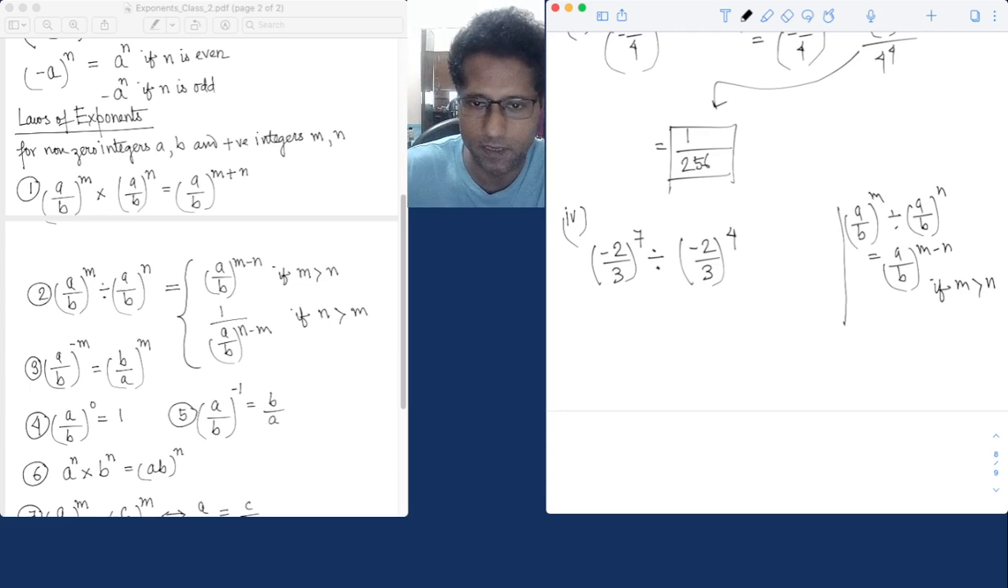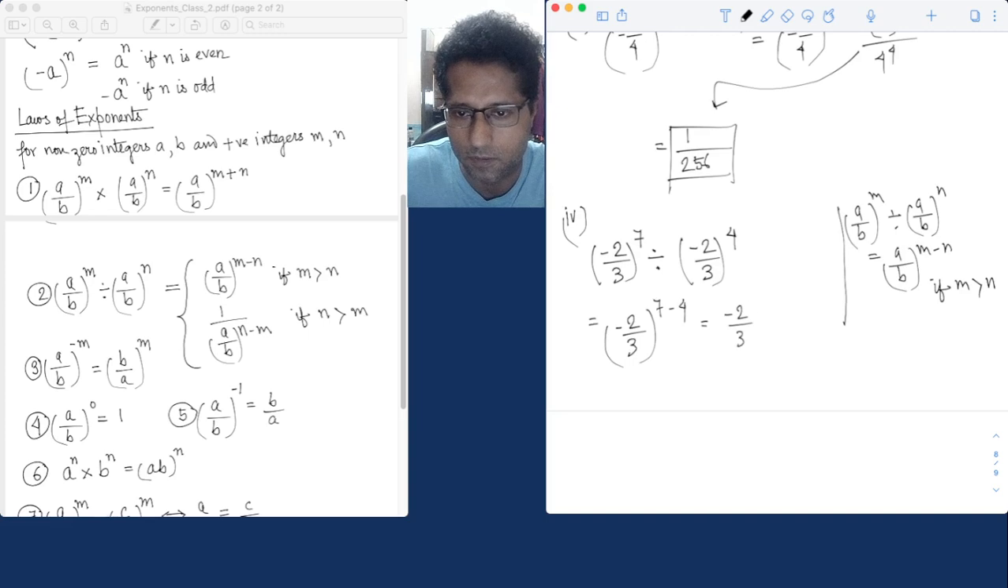We see the power 7 is greater than power 4 and the base is the same, minus 2 by 3. So this becomes minus 2 by 3 raised to the power 7 minus 4. This is minus 2 by 3 raised to the power 3. This is minus 2 raised to the power 3 divided by 3 raised to the power 3.